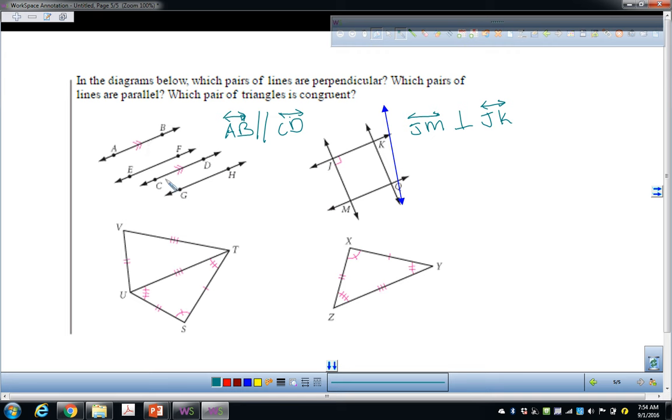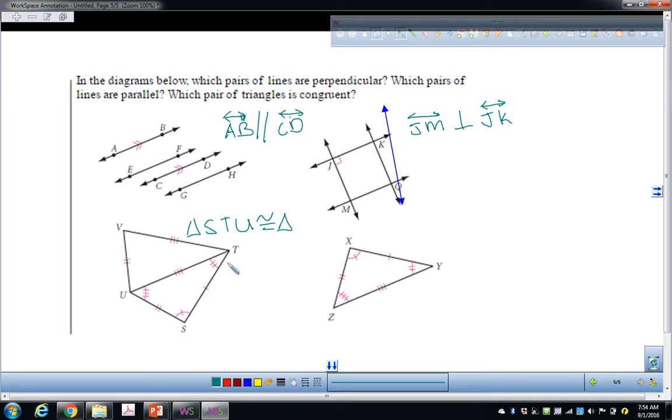Who can tell me which ones are congruent? Out of these three, who can give me a congruent statement based on the marking? Let's call this one STU. Triangle STU is congruent to another triangle. What's the other triangle that's congruent? Go ahead, Kareem. XYZ. Is that the right order?